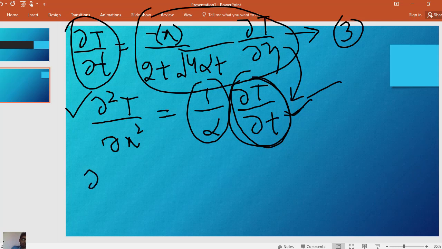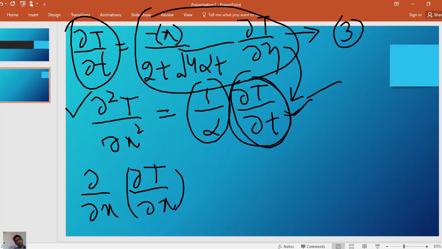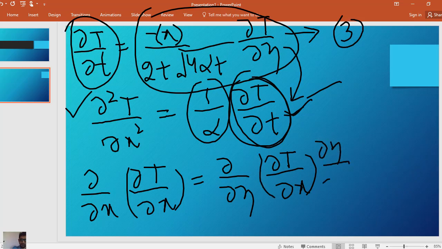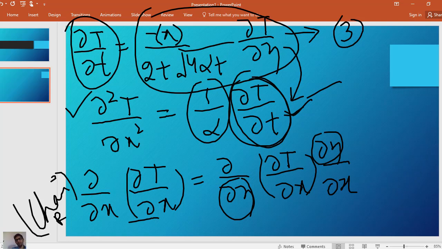So the left hand side is partial by partial x, partial T by partial x. Now this partial T by partial x, we can also write as partial by partial eta of partial T by partial x, times partial eta by partial x. Again this is the chain rule, so partial eta by partial x.